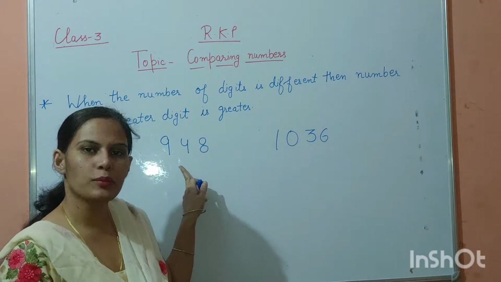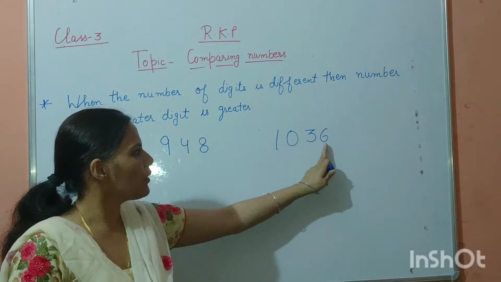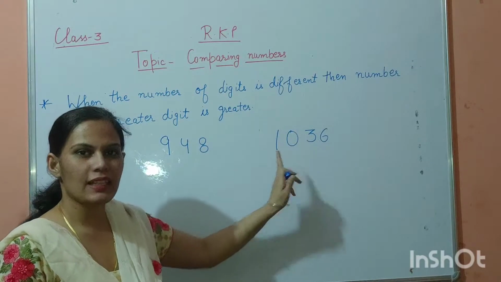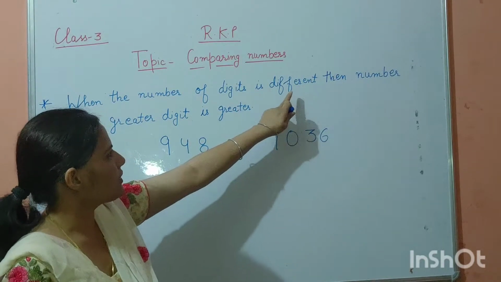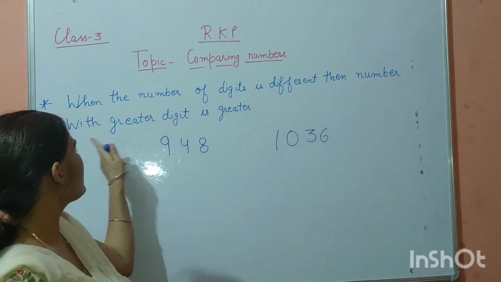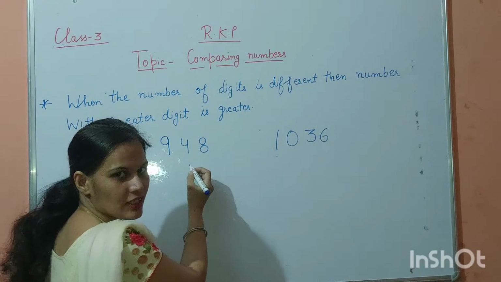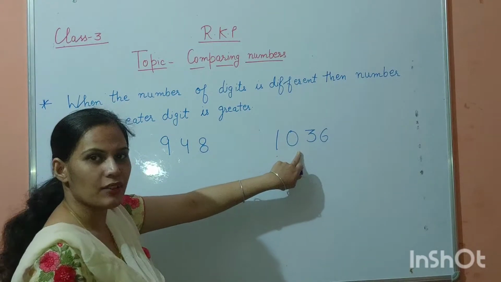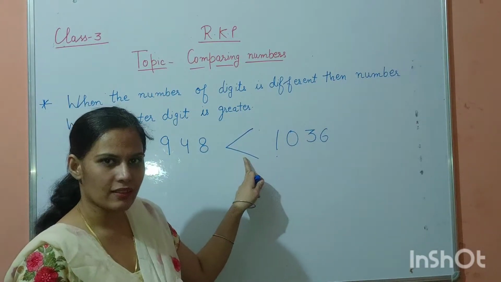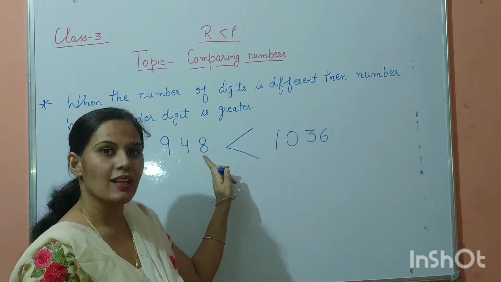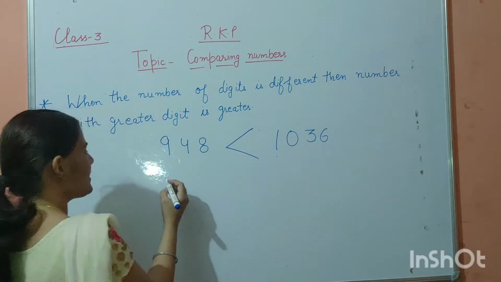In this number, count the number of digits. 1, 2, 3. It has 3 digits, and count here 1, 2, 3, 4. Means it has 4 digits. Then as the definition suggests, the number with greater digits is greater. Means it has 4 digits, it has 3 digits. Then who is greater? This, and what sign will come? This sign. Means 948 is less than 1036, right?